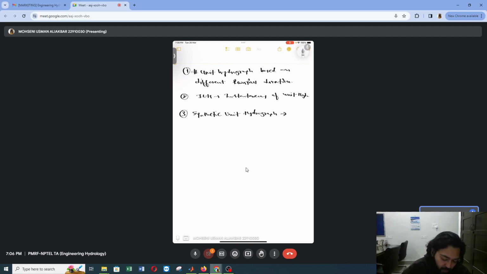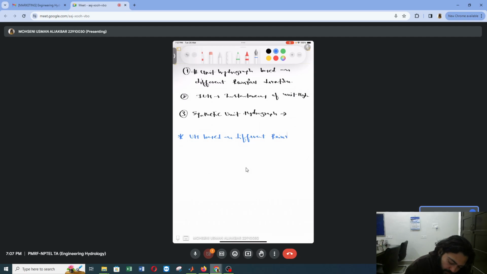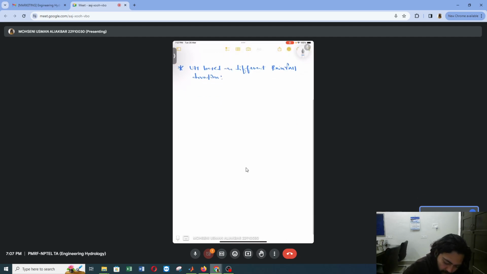First we'll go to the first topic, that is how we can derive the unit hydrograph based on different rainfall duration. This is the first topic that we are going to start with. There are 2 ways by which we can do that, and we have covered those 2 techniques in the last class itself, in the last week.